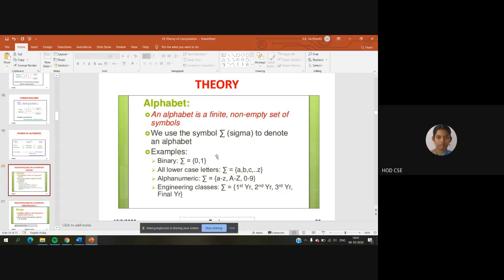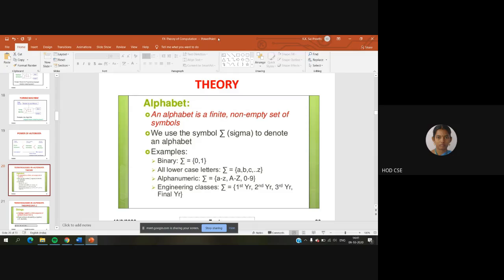So, to study such language, we have to see what is an alphabet. There are different alphabets. Alphabet is nothing but the permitted characters in any particular language. Okay. Binary alphabet means the two characters allowed, 0 and 1. Lowercase letters means a, b, c, d up to z. Alphanumeric means A to Z, it may be lowercase or uppercase, or 0 to 9.